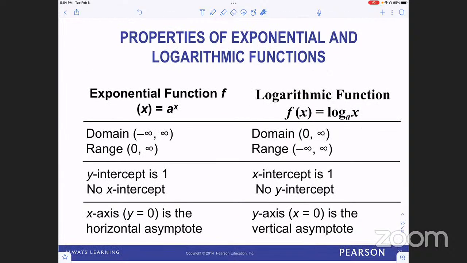So a brief recap on some properties of exponentials and logs. The domain of exponentials is all reals and the range is 0 to infinity. If you reverse those, this is the range of your log and this is the domain of the log.